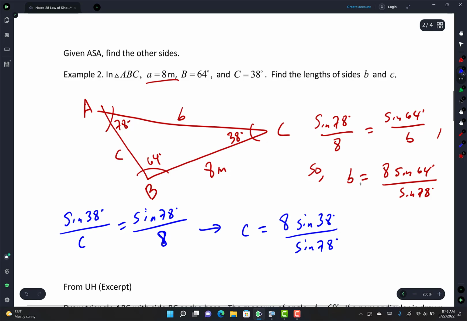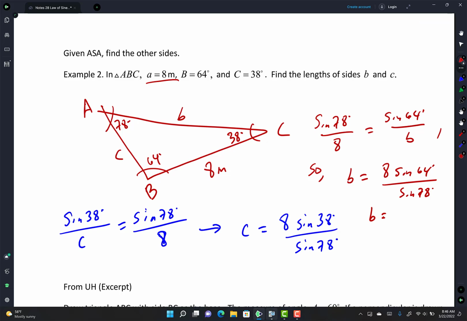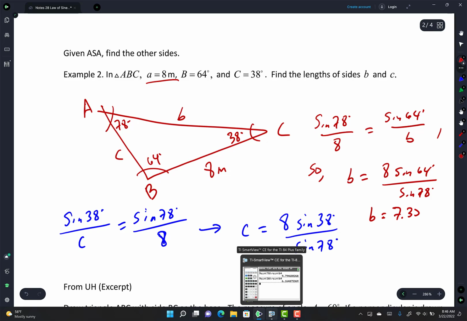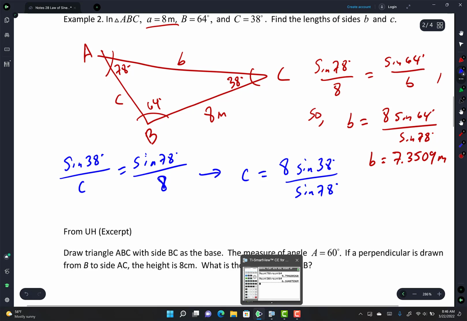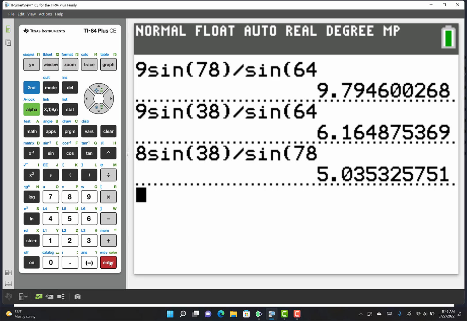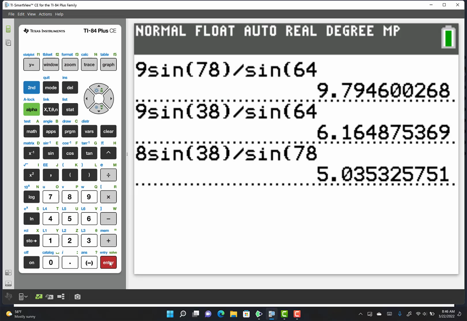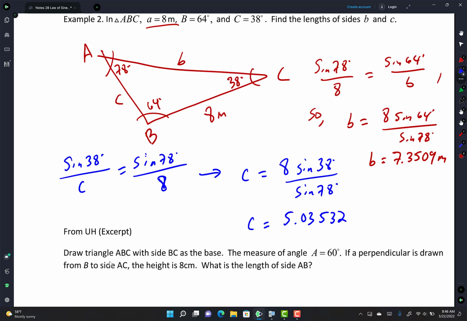Eight sine 64 over sine 78. That's what the little b is. Did you guys get a number for that? Can you guys hook me up with it? I guess I could do it. 3509 meters. All right, hook me up with the letter, with the blue one. c equals 8 sine 38 over sine 78. Is that what you got? 5.03532? 5.0353 if you want to round it, but no big deal.